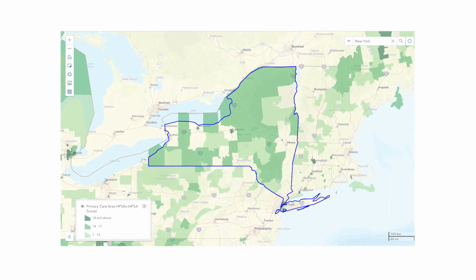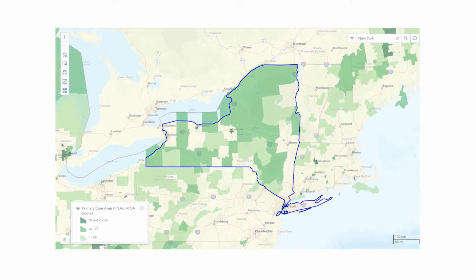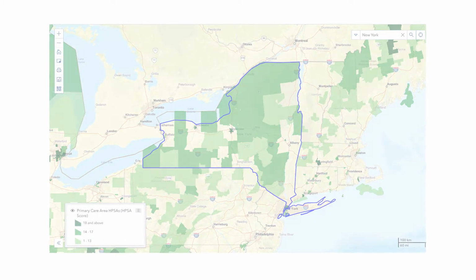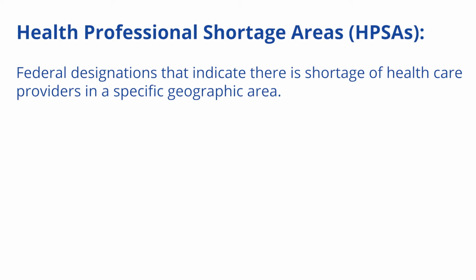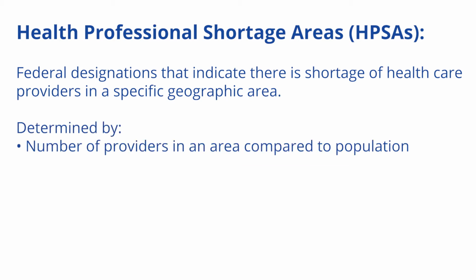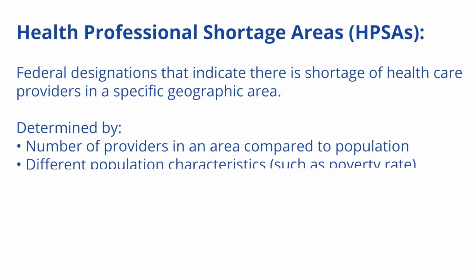While I'm sure everyone is aware of COVID-19, you may not be familiar with HPSAs. HPSAs are federal designations that indicate there is a shortage of healthcare providers in a specific geographic area. HPSAs are determined by a variety of factors, including the number of providers in an area compared to its population, and different population characteristics such as poverty rate.